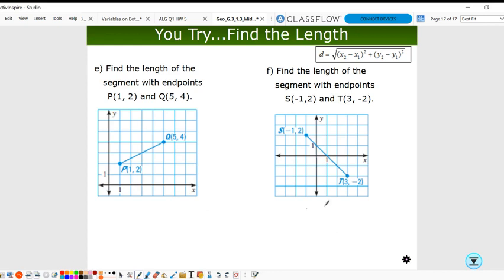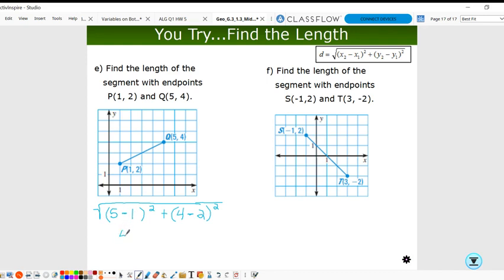You try these two. Pause the video and try for yourself. Find the length of the segments with the endpoints P is 1, 2 and Q 5, 4. So again, we're going to take our difference of the x's and square them, plus the difference of our y values and square them. So I'm going to use P and Q. So 5 minus 1 is the difference of my x's. 4 minus 2 is the difference of my y's.